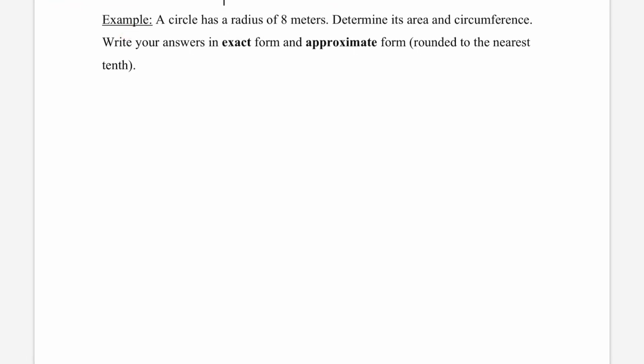Next example. A circle has a radius of 8 meters. Determine its area and the circumference. Write your answer in the exact form and the approximation form. Round to the nearest tenth. So I have a circle with the radius of 8 meters. And I want to find both area and circumference.